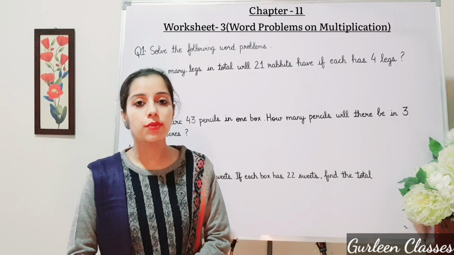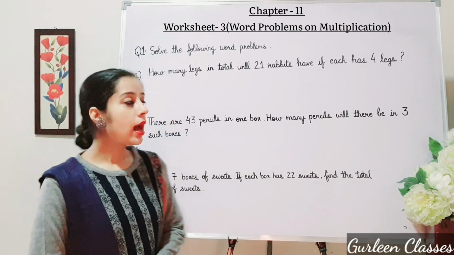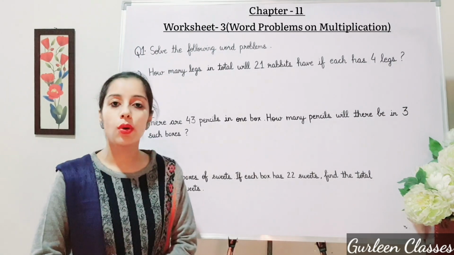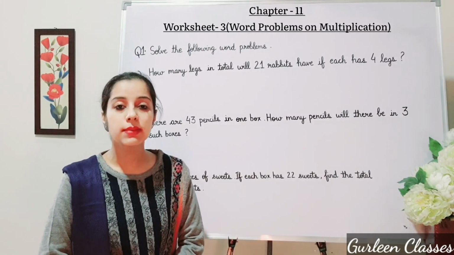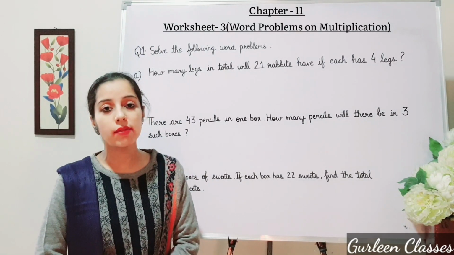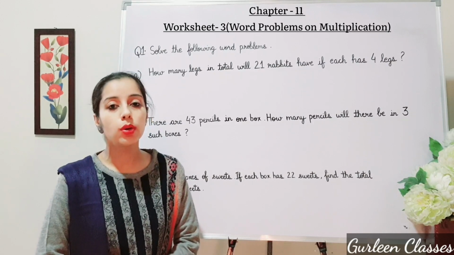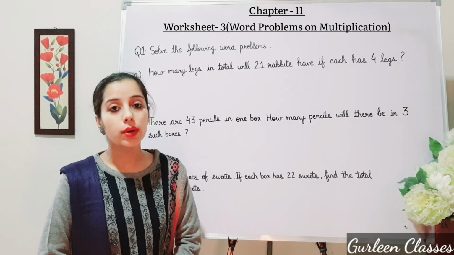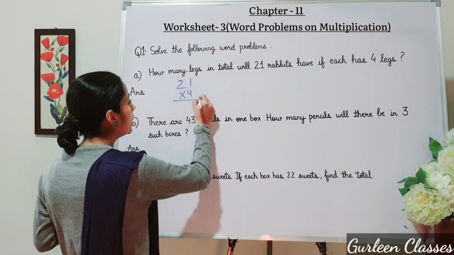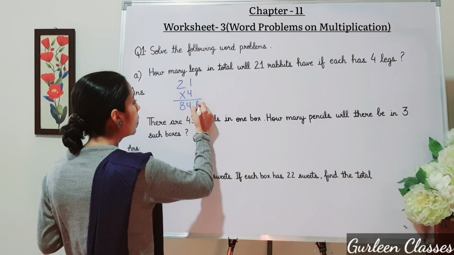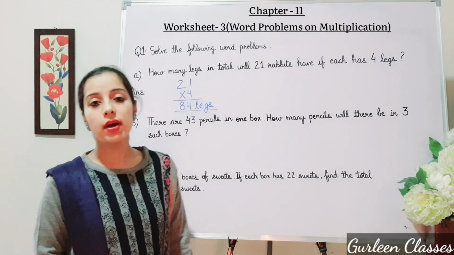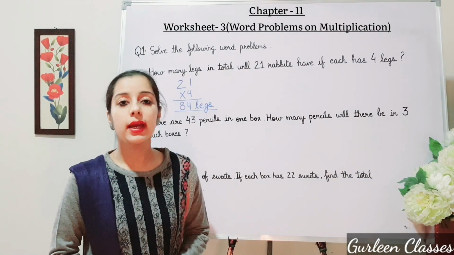Question number 1. Solve the following word problems. A part. How many legs in total will 21 rabbits have if each has 4 legs? Each has how many legs? 4 legs. And how many legs in total will 21 rabbits have? So we will multiply 21 into 4 as we have to find the total. So 21 into 4, that is 84 legs. How many legs in total will 21 rabbits have? In total, 21 rabbits will have 84 legs.